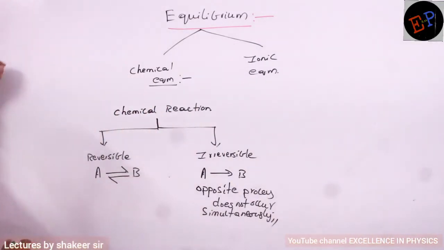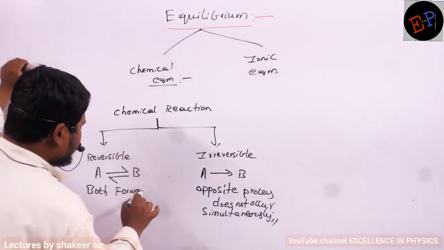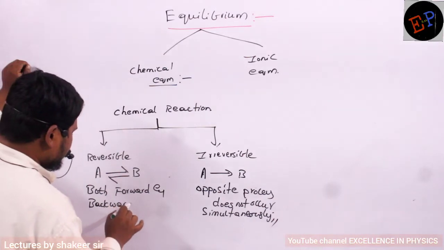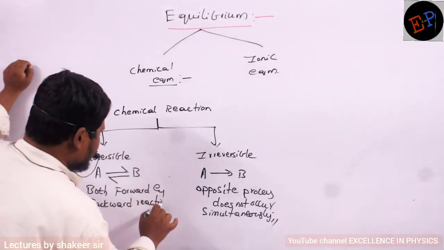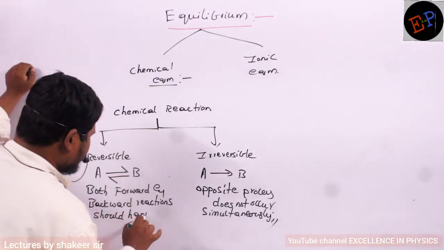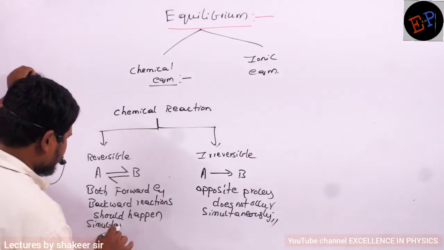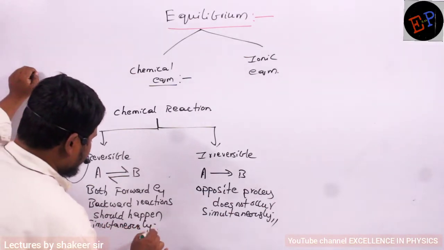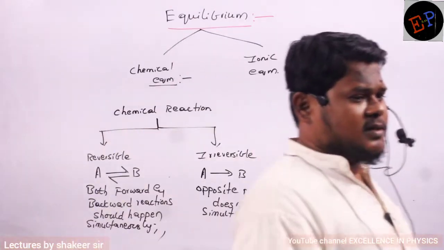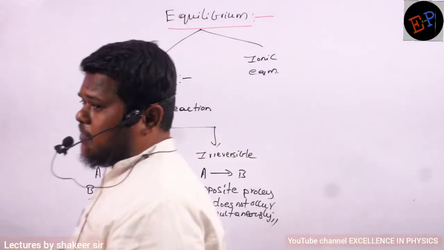So therefore what should happen? Both forward and backward reactions should happen simultaneously. Simultaneously means at the same time reactants are forming products, and products also are forming the reactants. Then this type of chemical reaction we can call a reversible chemical reaction.